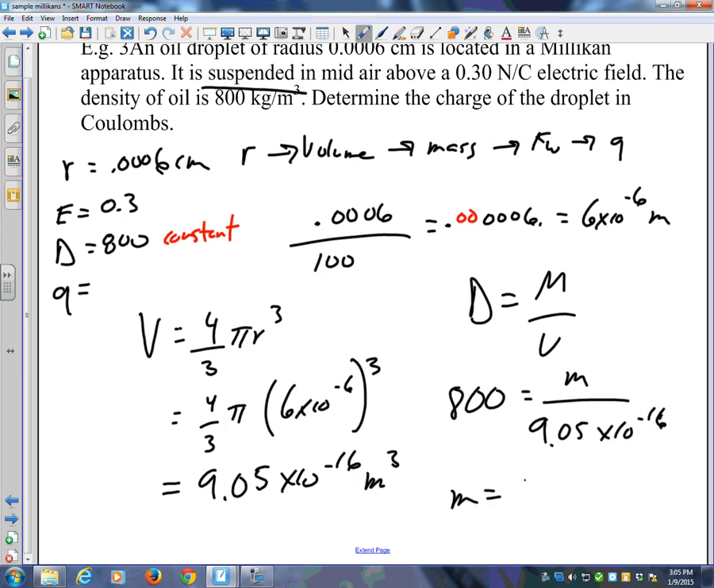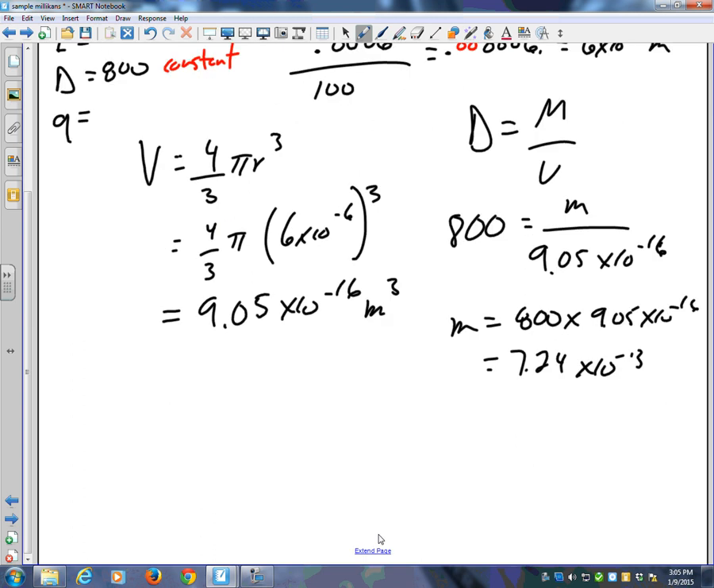And you're going to multiply. I get 7.24 times 10 to the minus 13 kilograms. 7.24, yes. That's not very much mass, is it? We're talking about a little teeny tiny microscopic drop of oil here.